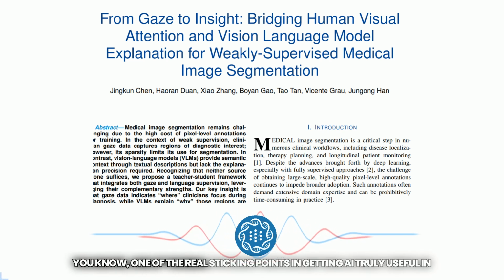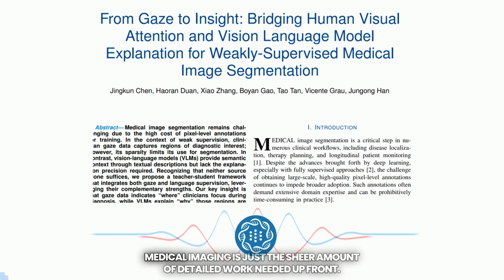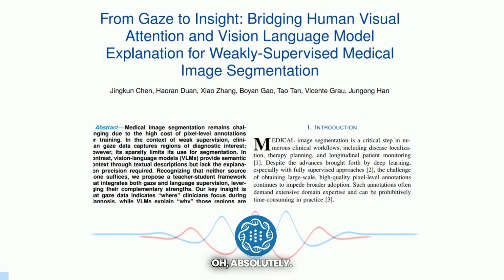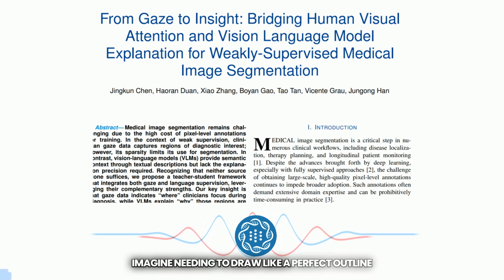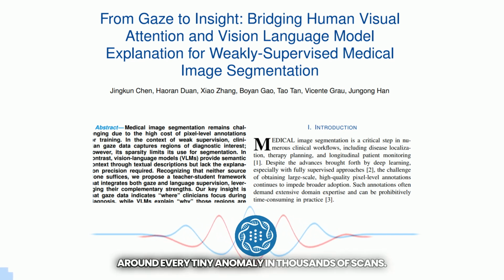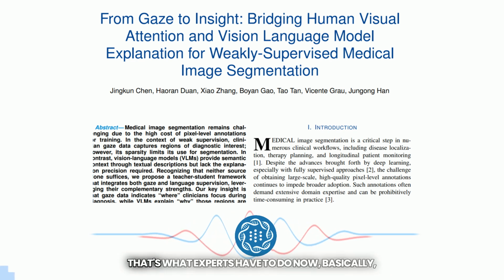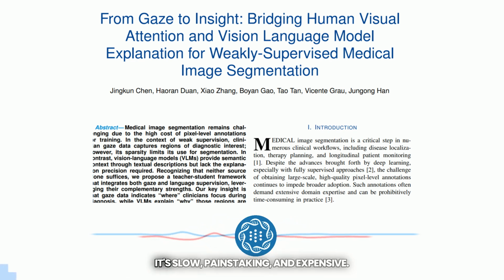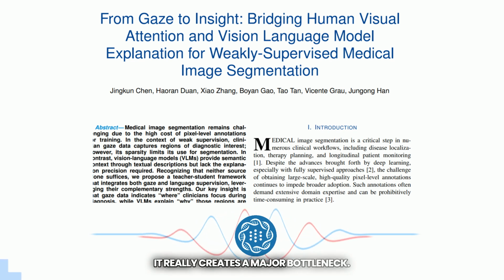One of the real sticking points in getting AI truly useful in medical imaging is just the sheer amount of detailed work needed up front. Oh, absolutely. The training data problem. Exactly. Imagine needing to draw a perfect outline around every tiny anomaly in thousands of scans. That's what experts have to do now, basically. It's slow, painstaking. And expensive. It costs a fortune and takes forever. It really creates a major bottleneck.